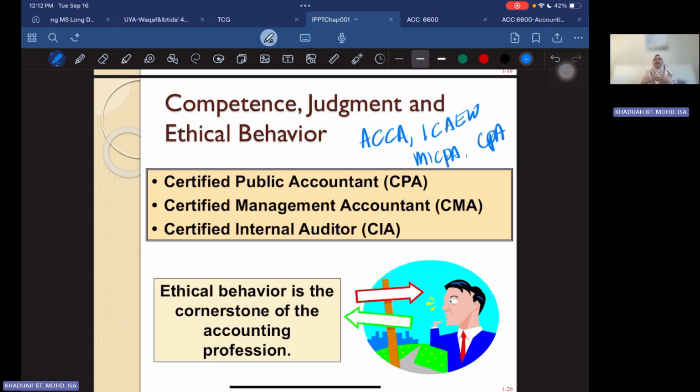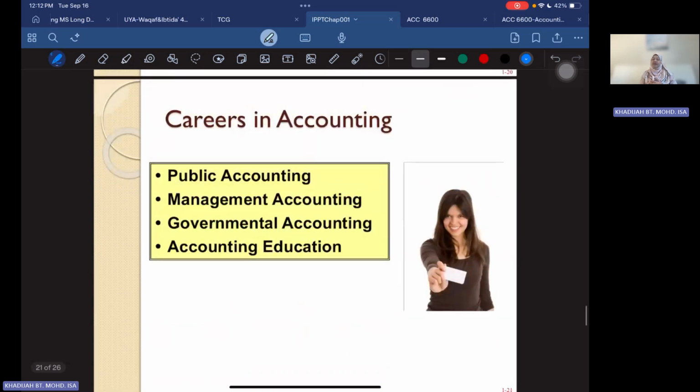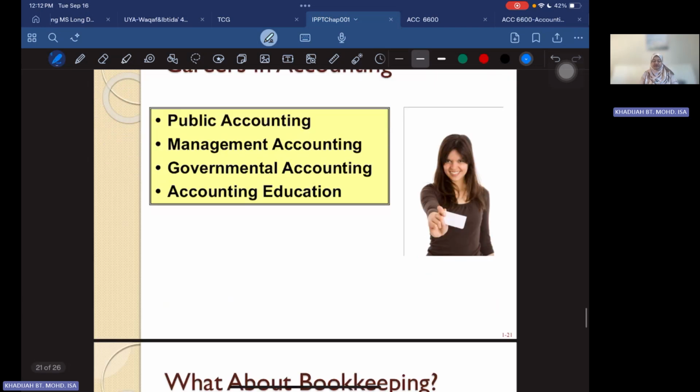So it's very tempting. So ethics must be the core of the profession. And then some of the careers in accounting, as mentioned earlier, we have the public accountants, we have management accountants, we also have accountants working everywhere, either in the government or in the private sector. You need accountants, all right? And we also have the accounting educators that help to develop future accountants.